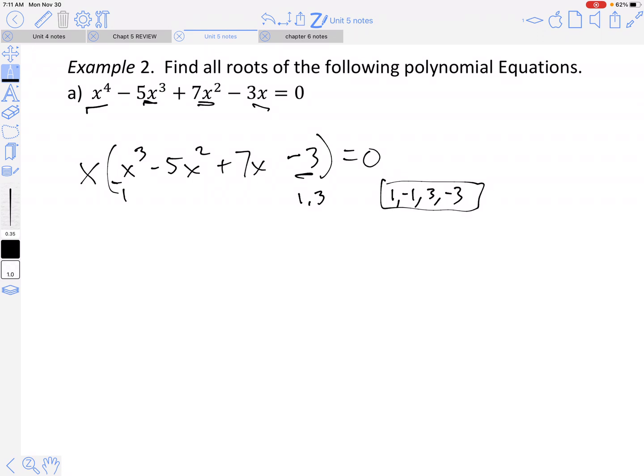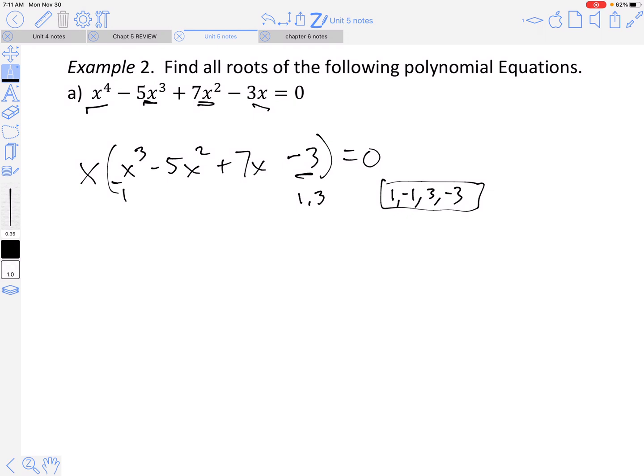So what do I do with those? I'm going to use the remainder theorem, and I'm going to plug each one of those in until I see if it works. And the reason I'm going to do that is because then I know that it's a factor, and I can then factor it out. Alright, so I'm going to plug in a 1.